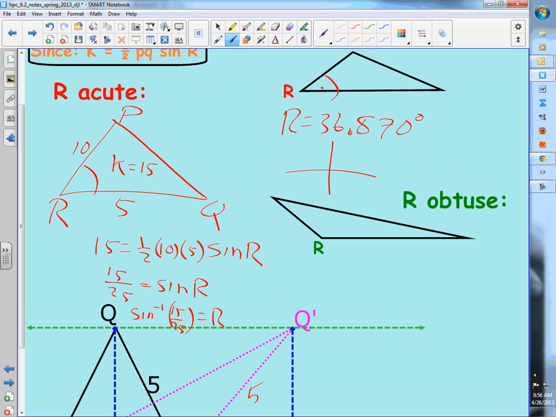As soon as you get that answer, you need to whip a little All Students Take Calculus to find your other answer. Now your second angle has got to be in quadrant 2. How do we find it? 180 minus. So R prime, there's your second value. What's that?